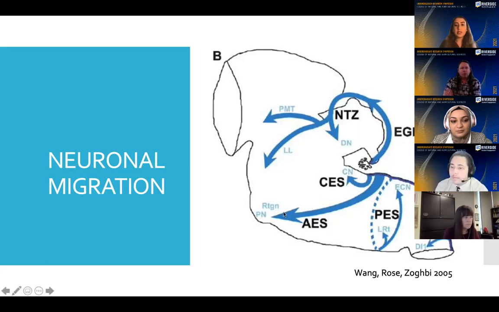So as I said, we're going to be focusing on the AES stream right here, the anterior extramural stream during precerebellar development. The AES stream is going to be a tangential migration stream that helps relay messages of coordination and control of the automatic systems of the body.